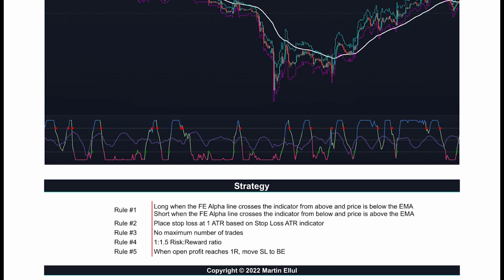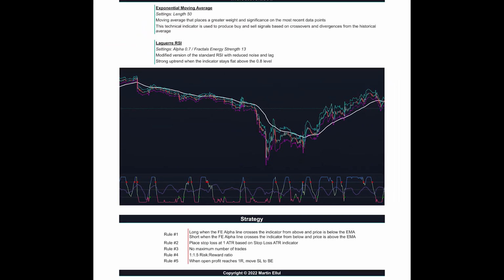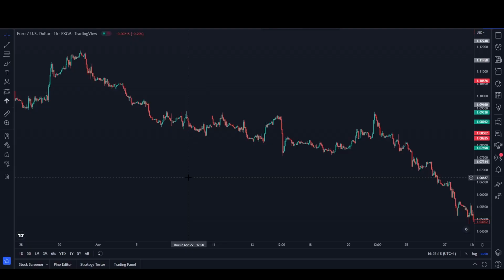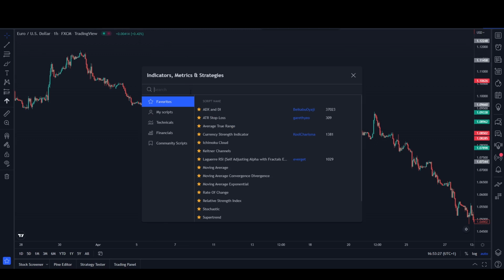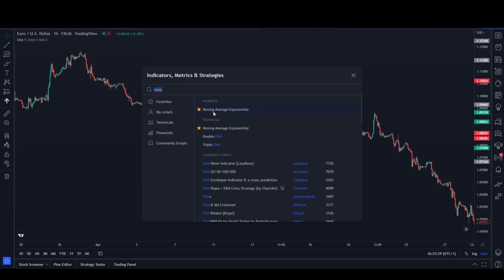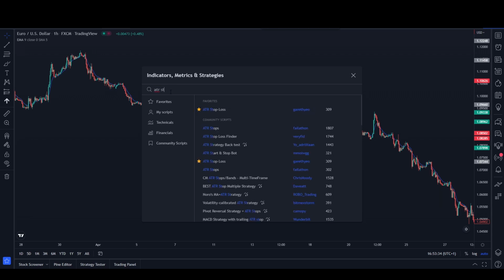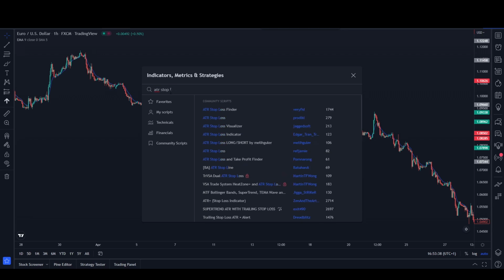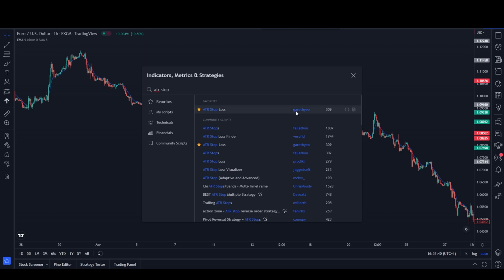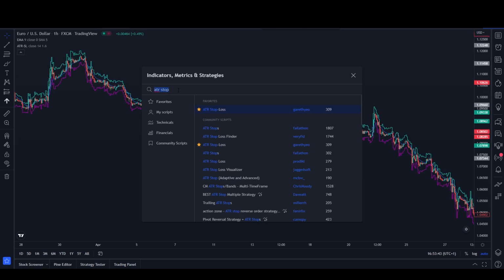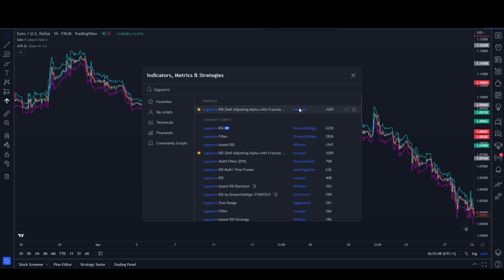So let's get on the charts now so I can show you a few trades and then we'll dive straight into the backtest. All right guys, so here we are on the charts on the 1 hour time frame on Euro dollar. So we'll go ahead and add the indicators. The first one that we're going to be using is the EMA. So that's pretty standard. The second one is the ATR stop loss. And the one that you're going to want to get is from Gareth Yeo. And the final indicator is the Laguerre RSI from Everget.